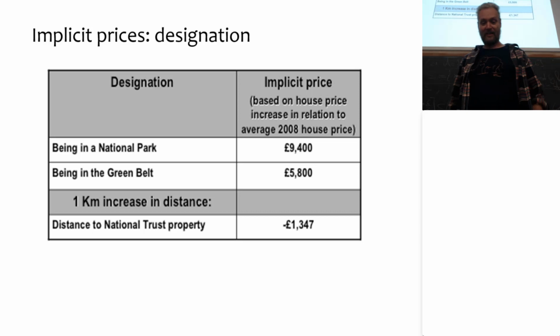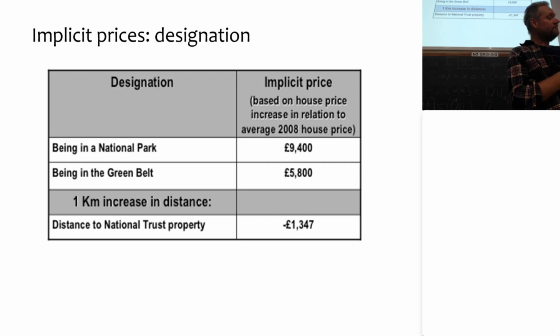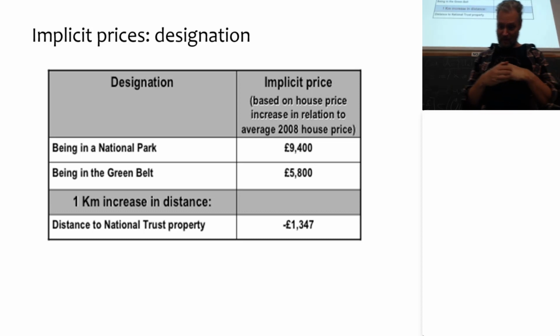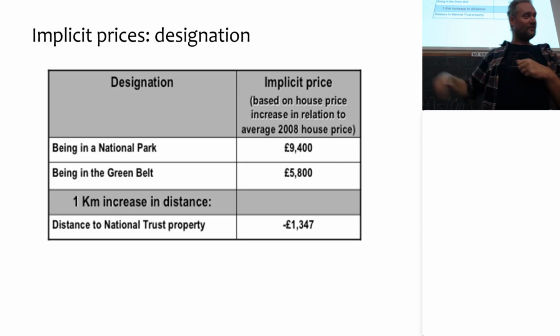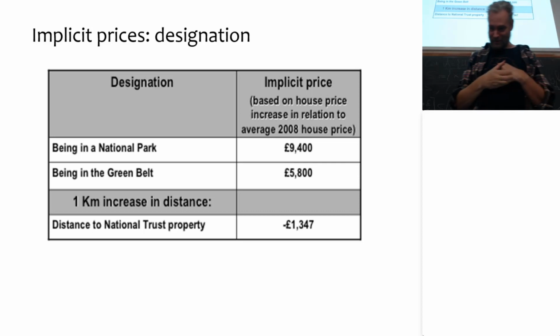Similarly, living in the green belt and knowing that there won't be a lot of new builds around you is worth around £6,000. And then living near a national trust property is good, because the further away you get, your house price falls by £1,000 per kilometer. And I don't think this continues if you live 100 miles away from the national trust property.